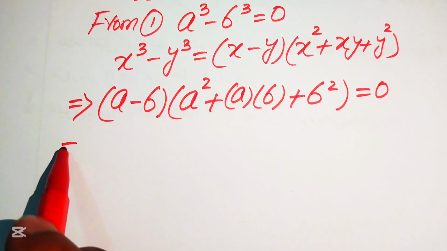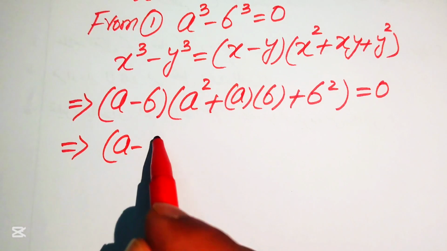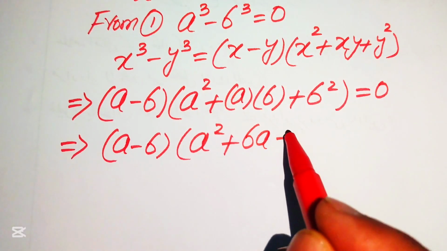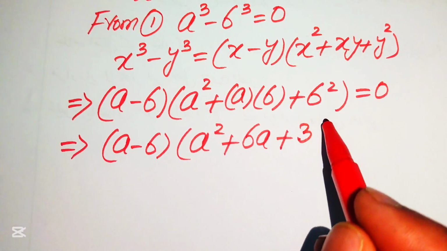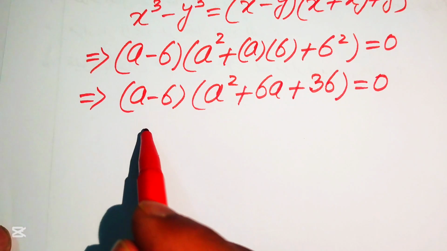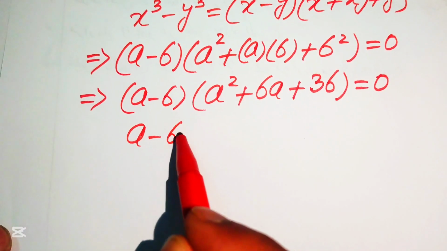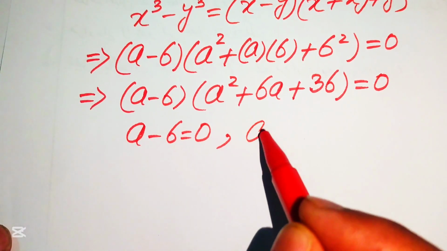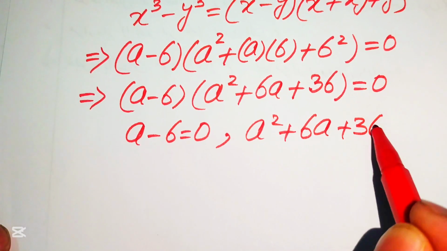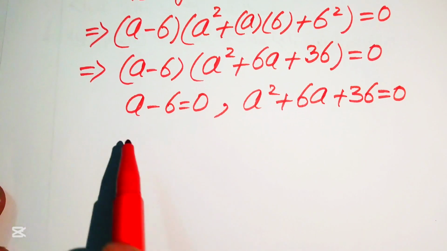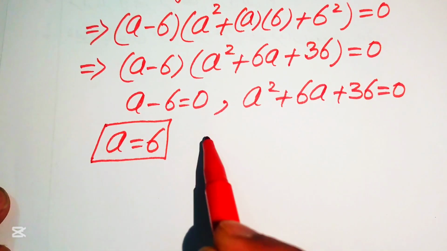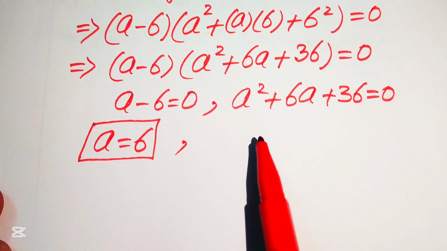And now in the next step we need more simplifications, and it will be written as a minus 6 times a square plus 6a plus 6 square, which is 36, and this whole equals 0. So now we divide this equation into two cases. The first case is a minus 6 equals 0, and the second case is a square plus 6a plus 36 equals 0. So in this case we easily get the value of a equals 6, and now we need to focus on this quadratic equation.